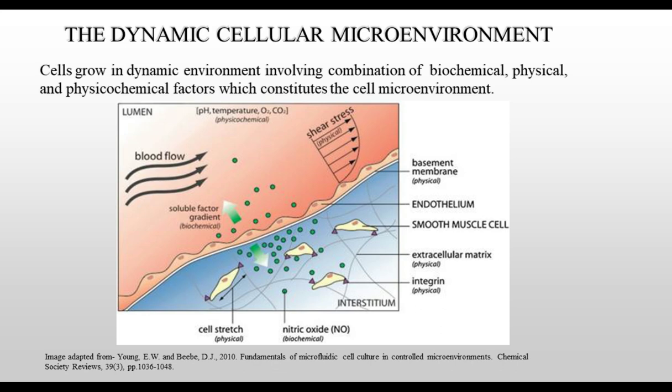So let us see how the dynamic cellular microenvironment works. A dynamic system is a combination of biochemical, physical, and physiochemical factors which constitute the cell's microenvironment. As seen in the schematic, the cell experiences blood flow, shear stress, pressure drop, stretching, and interaction with physical barriers, collectively imparting physical forces on the cells. Further, there are concentration gradients, exchange of gases, chemical signaling molecules, and extracellular molecules, which constitute the biochemical factors. And lastly, physiochemical factors such as temperature and pH collectively interact and affect the cells.